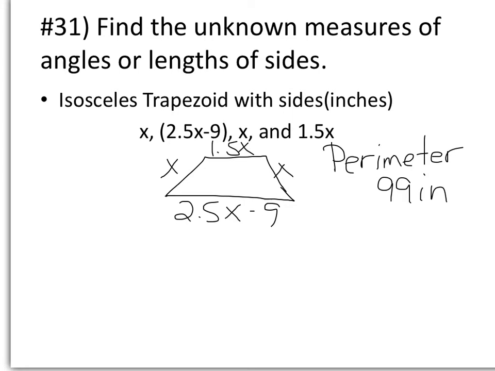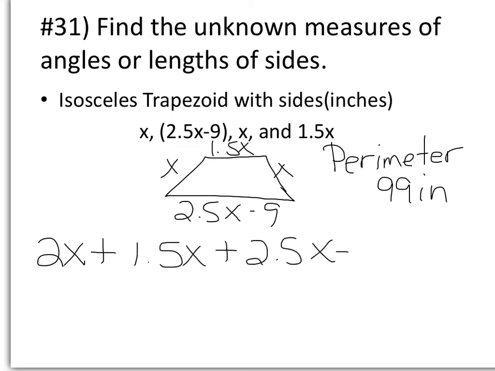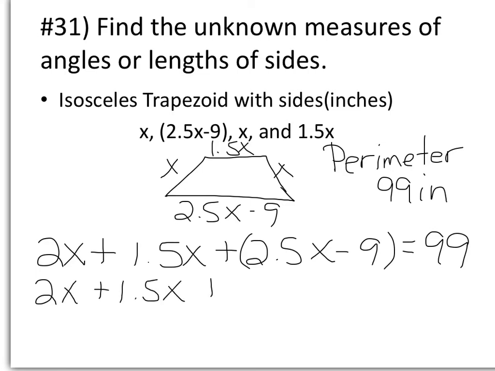And all of our units on the trapezoid are also inches. So remember, we're talking perimeter, so you add up all of the sides. So we've got 2x, or you could have said x plus x, that's fine, plus 1.5x plus 2.5x minus 9 equals 99. So I've got 2x plus 1.5x plus 2.5x minus 9 is equal to 99.